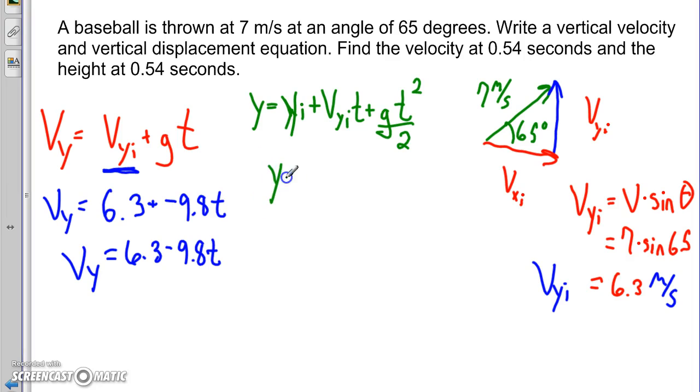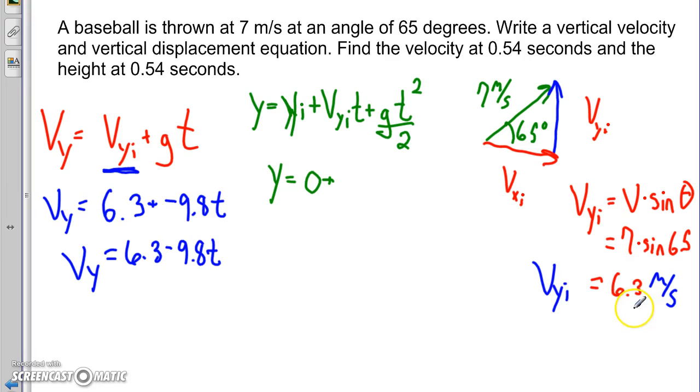Y equals Yi. This is the initial vertical displacement, or instead of vertical displacement, this is the same thing as height. So it's the initial height, and I don't see an initial height, which is perfectly fine. That happens a lot. So it's just 0. 0 plus Vyi. Now you see why it's so important to keep up with that Vyi, because it's going to go in here as well.